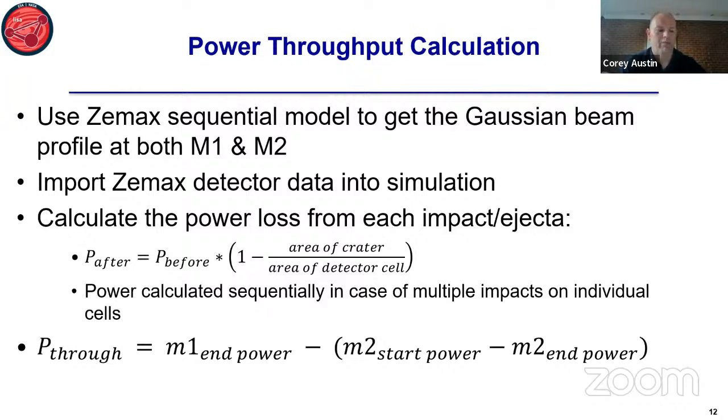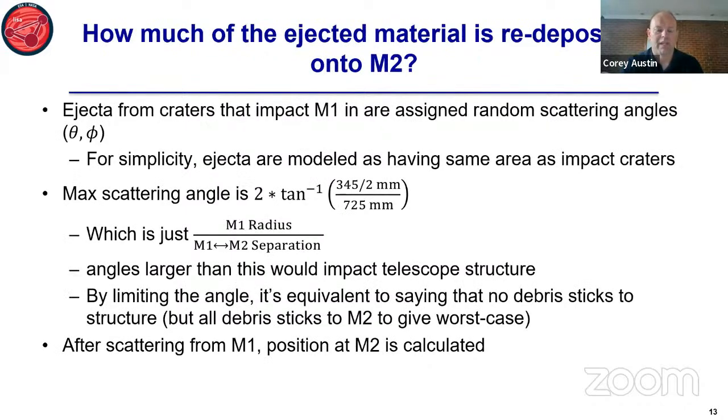One of the things that we think these micrometeoroids will affect is the power throughput of the telescope. When these micrometeoroids impact the mirror, we expect that they will remove the highly reflective gold coating and also probably some of the substrate. The other effect is that some of that material could then be redeposited onto the secondary mirror. So there are 2 effects that could affect the power throughput of the telescope. And so what we did is we took a Zemax model and modeled the beam footprint on the primary and secondary mirrors. And then we just calculated basically the power lost by these micrometeoroid impacts.